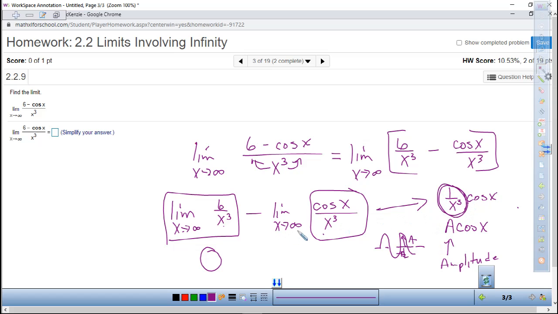As x goes to infinity, what is 1 over x cubed going to do? Well, it's going to be just like this one right here. It's going to go to 0. So if the amplitude of this cosine value is going to 0, then the value of the cosine is going to go to 0 as well. So we end up with 0 minus 0, which is 0.